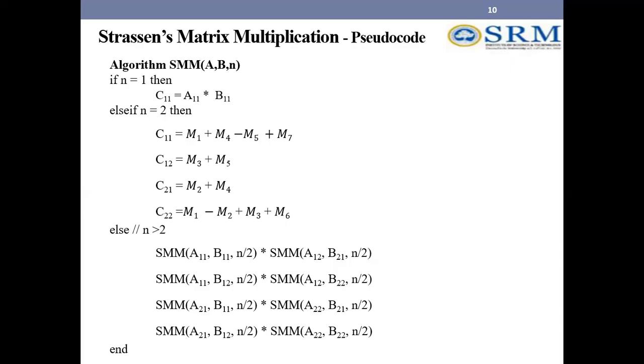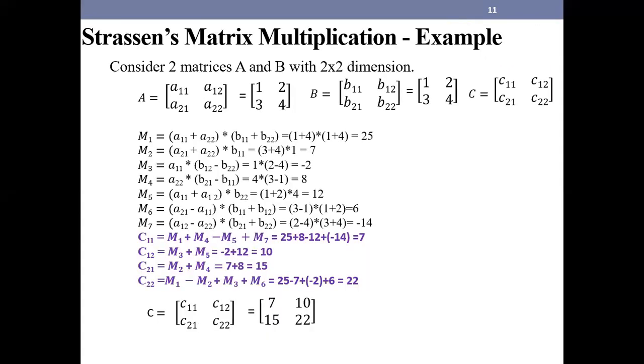The divide operation is performed till we have 2 cross 2 matrices. If we have 2 cross 2, we can apply the formula M1 to M7 and find the value of the C matrix. So this is the general algorithm for Strassen's matrix multiplication using the divide and conquer approach. We will see an example.